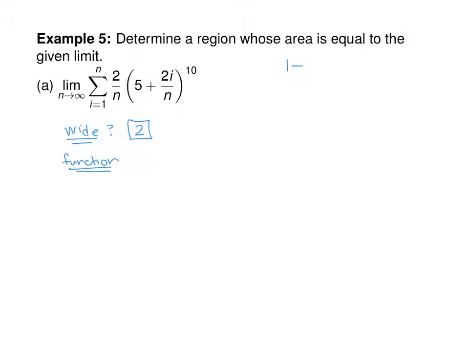The other one we had was 1 plus, I think it was 2 plus 3i over n to the 4th. Was this 2 part of the function in that previous problem? No, the 1 was. The 2 was the start point. So what's the start point for this one? 5. And what's the function? X to the 10th. Yep. So your function is f of x equals x to the 10th on the interval from 5 to 2.